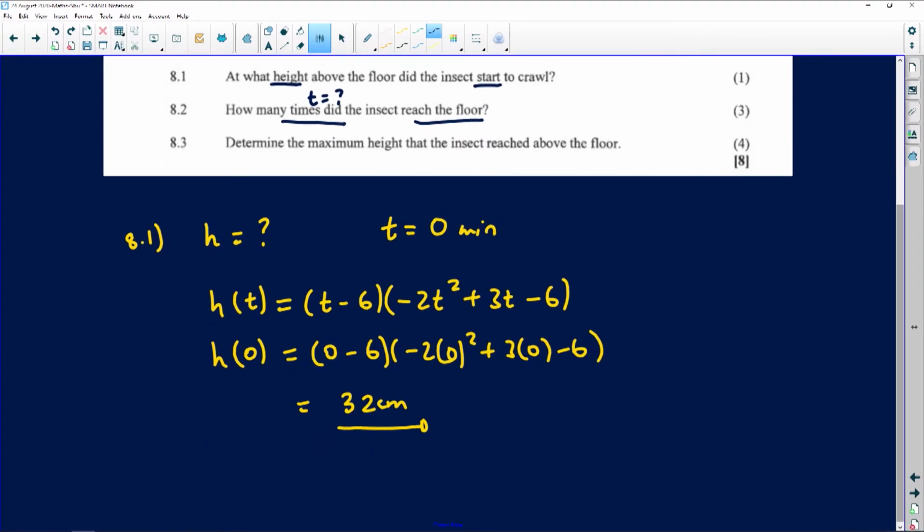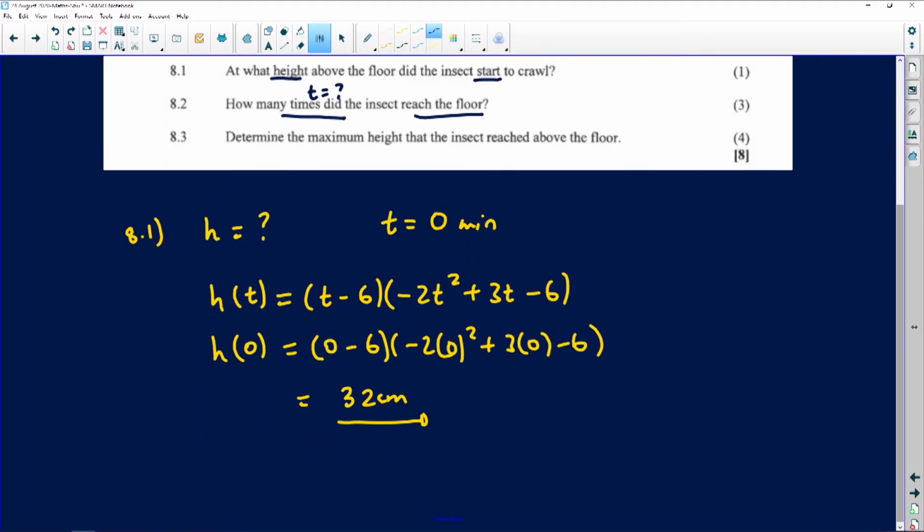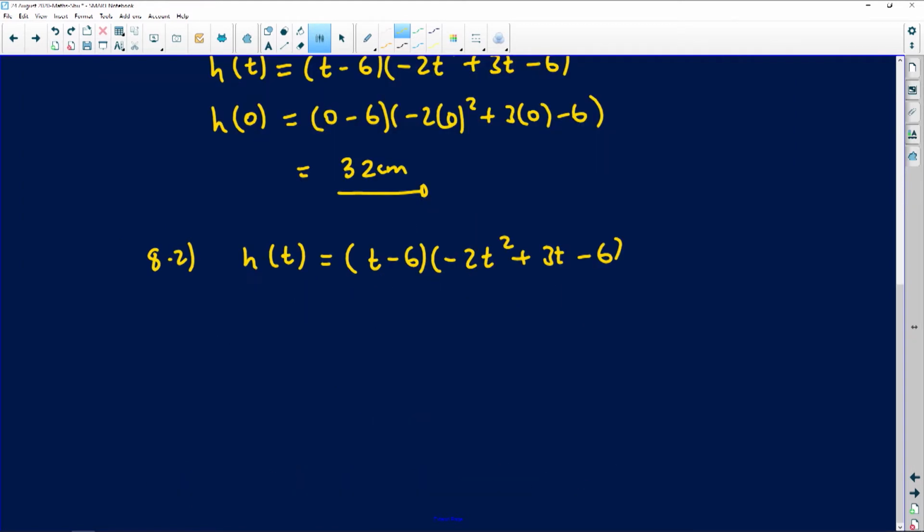So let's go to our model. We're going to use a model that explains height as a function of time. According to this, height is basically t less 6 into negative 2t squared plus 3t minus 6. Now from this model, they said on the floor, the height is definitely 0. So we're just simply going to try and solve for t. So we have what we are looking at right now.